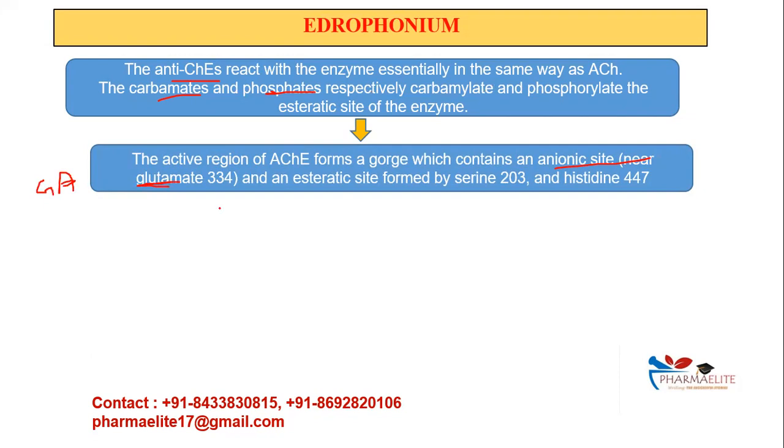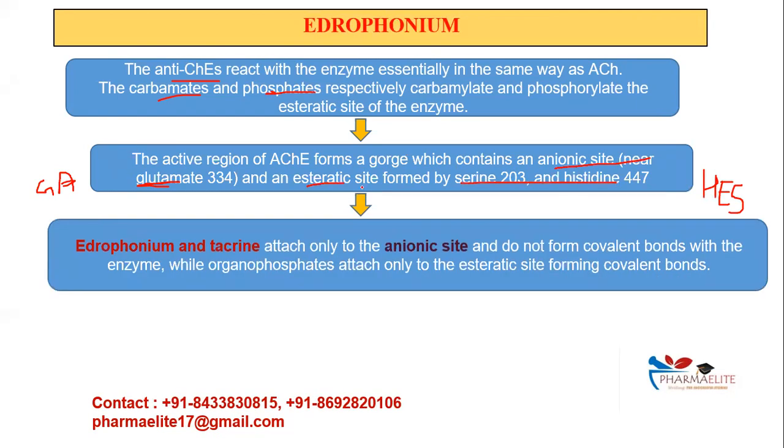So remember this, कि anionic site कहाँ पे होता है और esteratic site कहाँ पे होता है, वो serine और histidine पे होता है. Okay, so we have to remember this. You can also remember it as HES: histidine, esteratic site is serine. सो ये sites दिए उन्होंने कि anionic site पे कौन सा amino acid होता है और esteratic site पे कौन सा होता है.